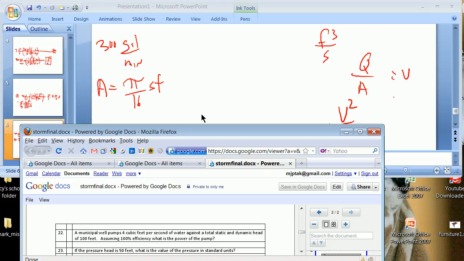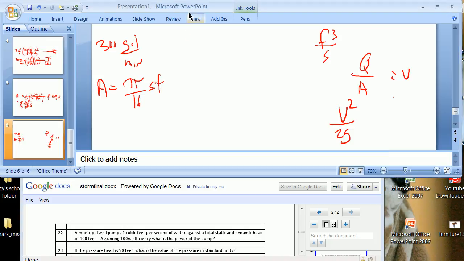22. Purely, 22 is Q gamma H. You're given a flow rate in cubic feet per second, gamma in pounds per cubic foot, and the H. That gets you the power in foot-pounds per second, but of course you probably want to divide by 550, and that's going to get you the horsepower of the pump.